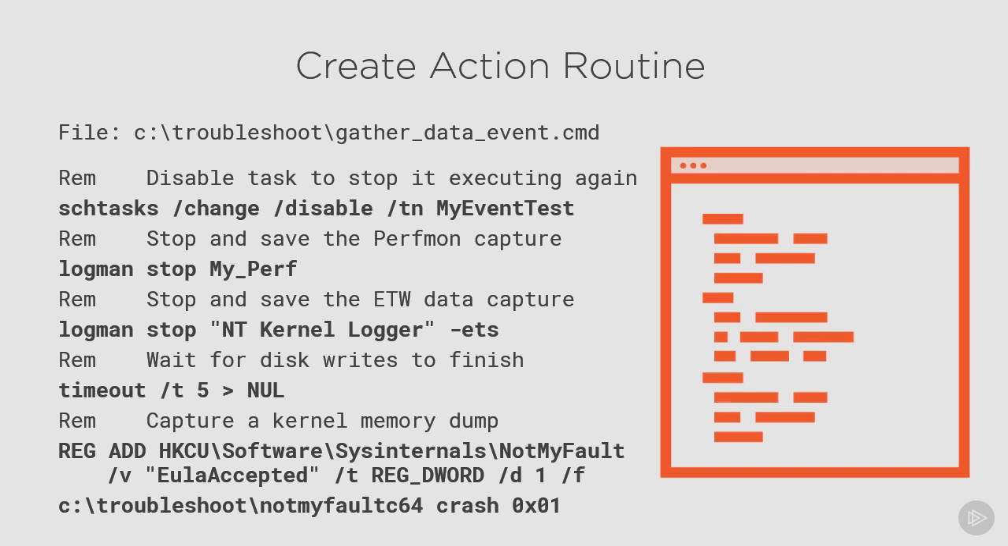Heaven forbid we should get in a never-ending loop of the system crashing just because it experiences a particular event on the reboot. So it's very important to disable the task right off the bat in the action routine. The next command, as you can see, is issuing the logman stop myperf. So we're essentially stopping that perfmon collection that's running in the background because we want to save the data at the time that the event occurs.